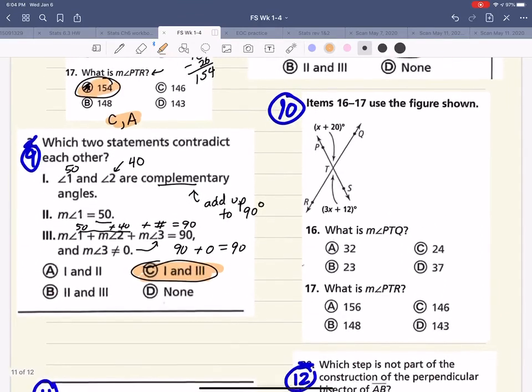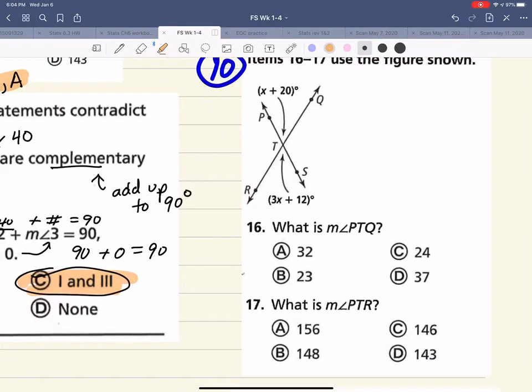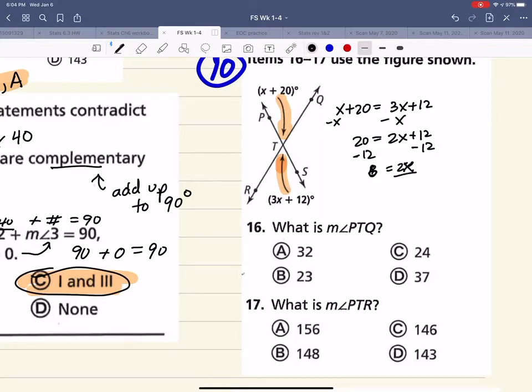All right, number 10 we see is really similar to the last one, right? They're vertical, which means we have to set them equal to each other because vertical angles are equal. And let's solve. Okay, so I got x is equal to 4, so let's plug that in. That leaves me PTQ is 4 plus 20, which is 24. And there's my answer, right?